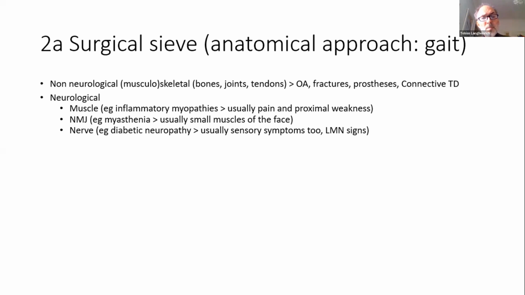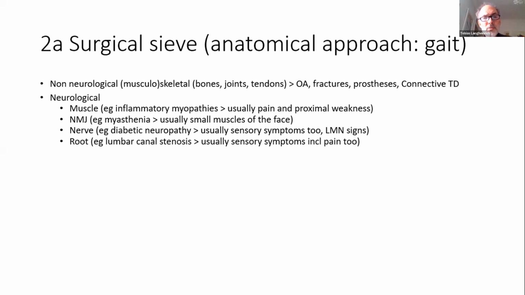The nerve, for example, the commonest is diabetic neuropathy. People usually have sensory symptoms, and on examination, lower motor neuron signs. That's probably pretty frequent because diabetes is frequent, and it should be included in any formulation as to the likelihood of improvement, because it does certainly affect mobility.